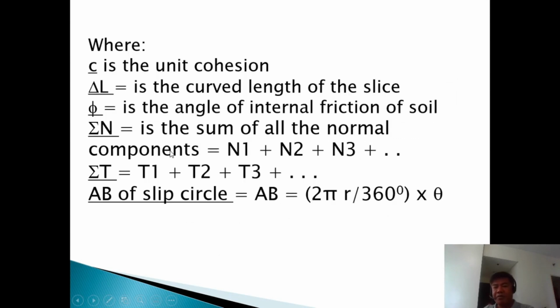So here are some of the definitions of those parameters. C is the unit cohesion. The delta L is the curve length of the slice. That's why if you sum it up, it is the total arc, which is the arc AB. Phi is the angle of internal friction of the soil. Of course, this cohesion, the unit weight, and the angle of internal friction will be given to you by the geotechnical engineers in the company.